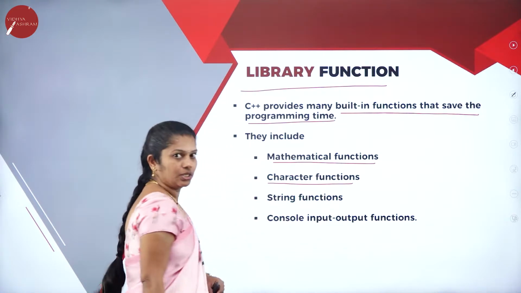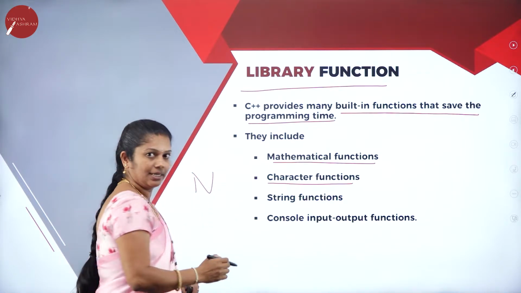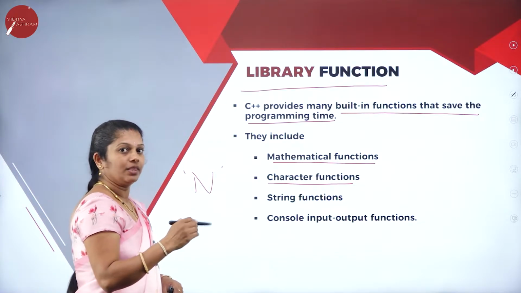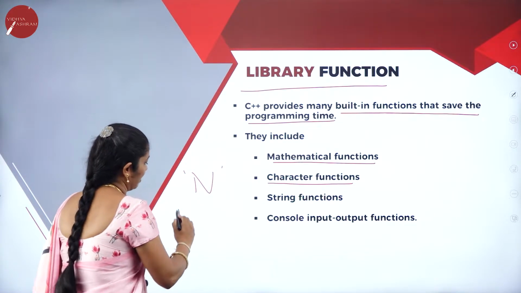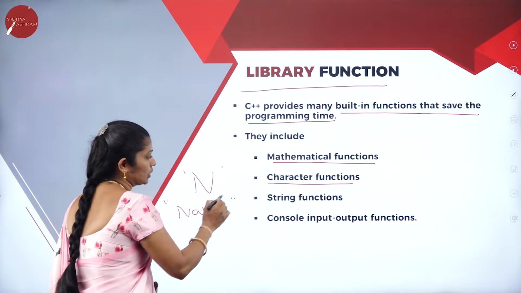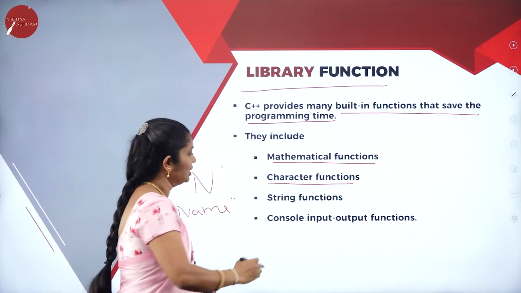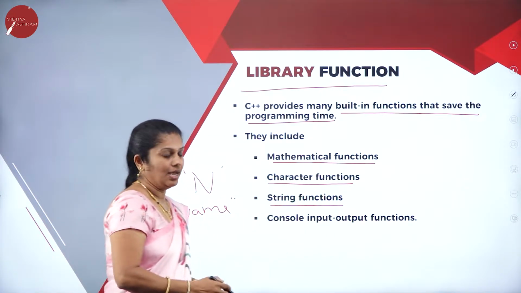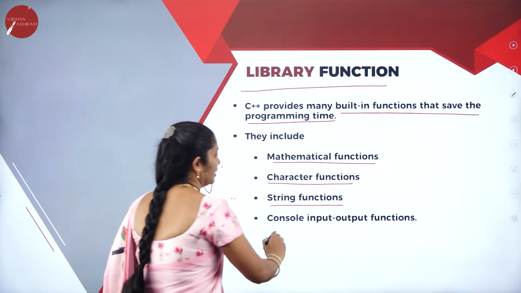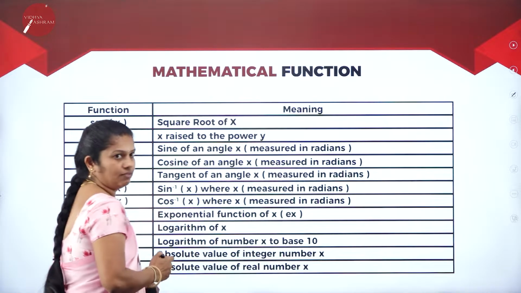character functions, where if I have only one character, for example, n, it is opened as well as closed by single quotes. Then a collection of characters, for example, NAME, name, is opened as well as closed by double quotes. Then which are the functions under character functions? Then string functions. Under string, which are the major operations we can perform? Then console input output functions. Now one by one we will discuss.